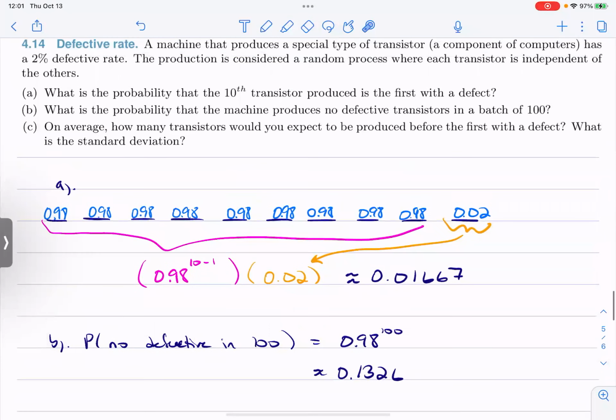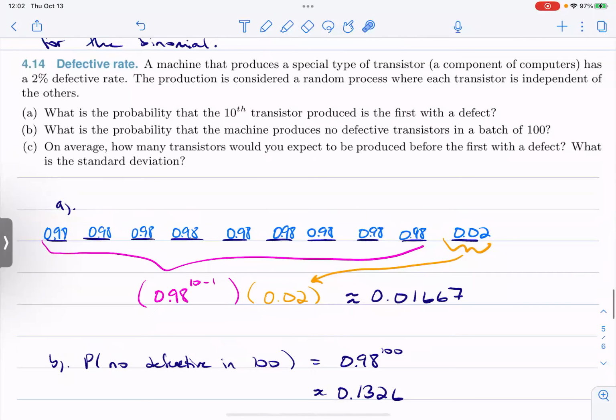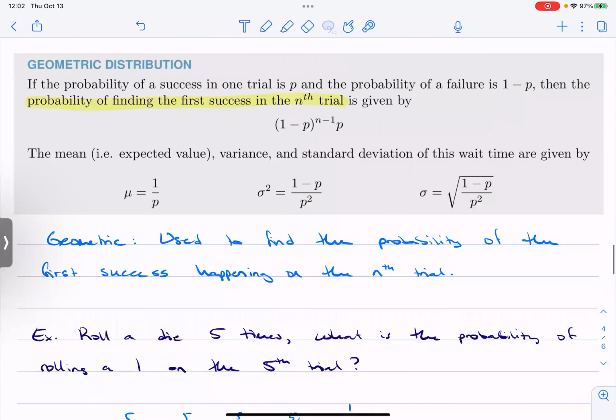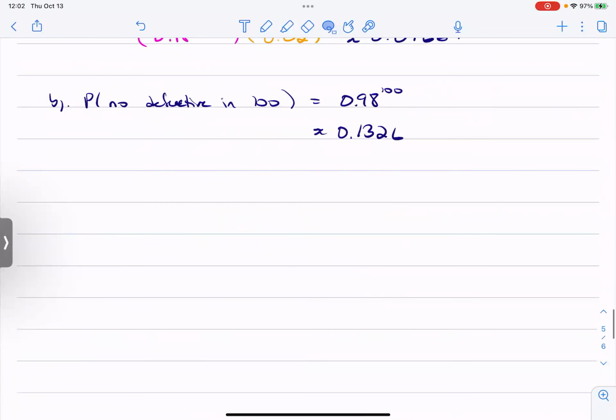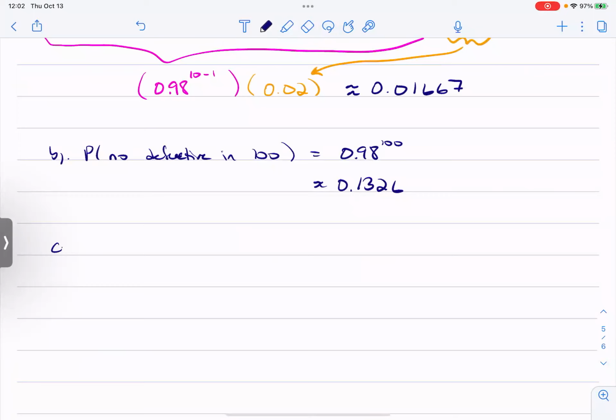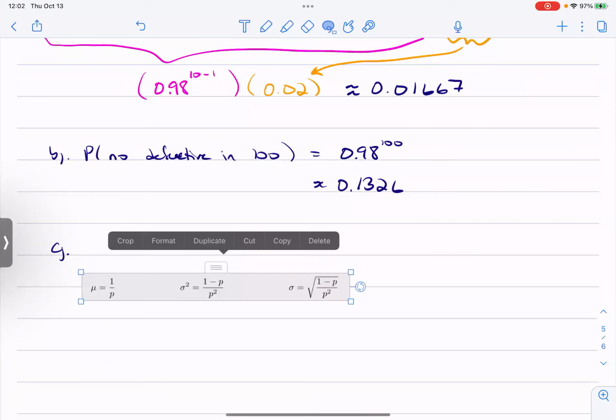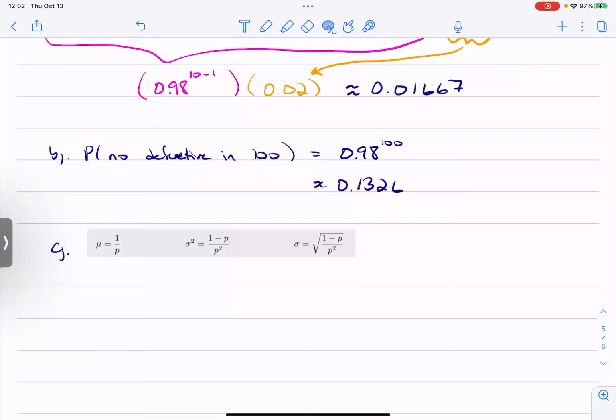On average, how many transistors would you expect to be produced before the first with a defect? And what's the standard deviation? So this is hinting towards the expected value, and so it's really asking for the mean. Now let's go back here and say, well, the mean for the geometric, and I'll do this whole thing here. The mean we're going to find is 1 over p.